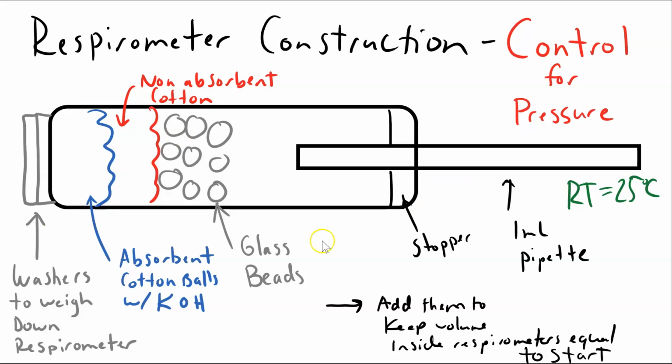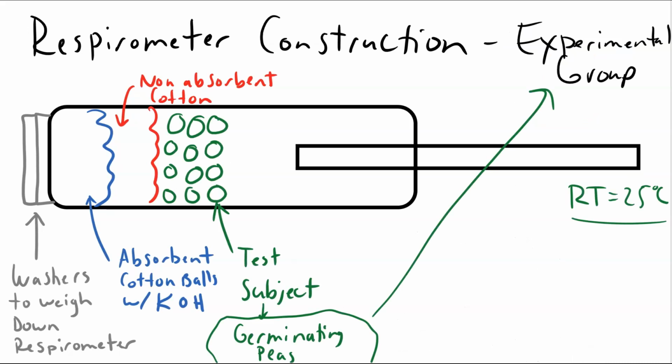So again, going back to this design with the glass beads, controlling for pressure changes in the atmosphere and temperature, we've controlled for a lot in that experiment. Okay, so now we want to perform the experiment.